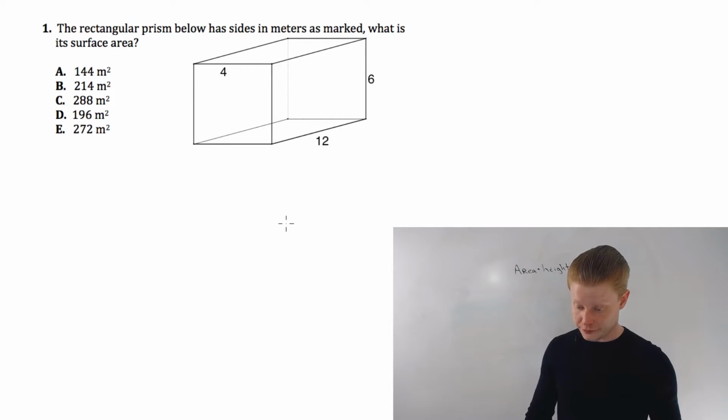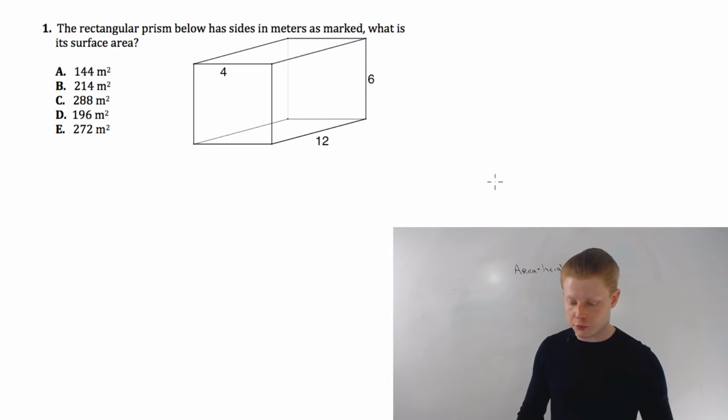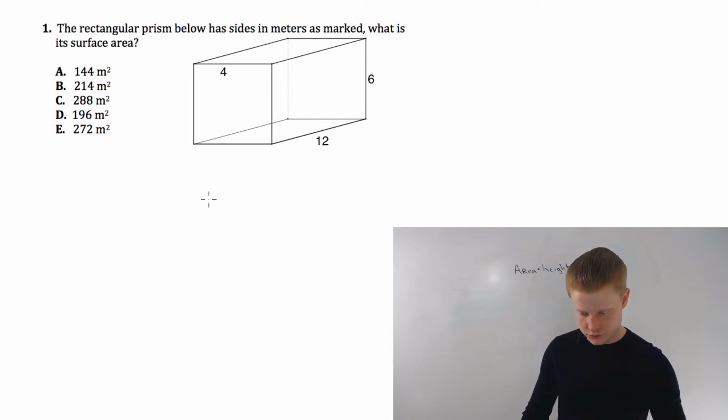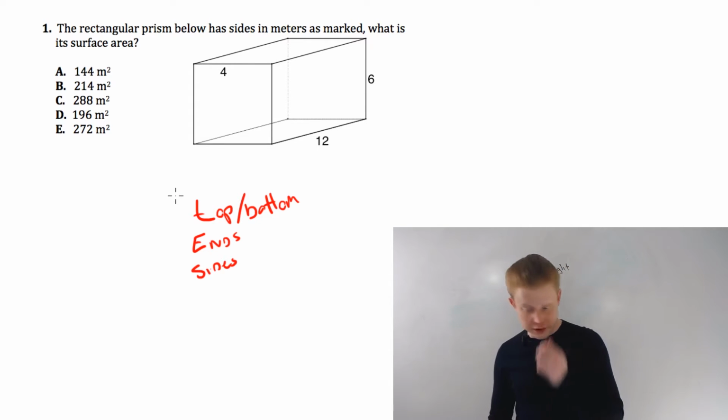So let's look at this one. Now, in a rectangular prism, you'll have at most 3 sets of sides. In a cube, you'll really only have one side 6 times. But in a rectangular prism, you can have a top and a bottom. Ends. And we'll call that sides, right? So you have 3 sets.